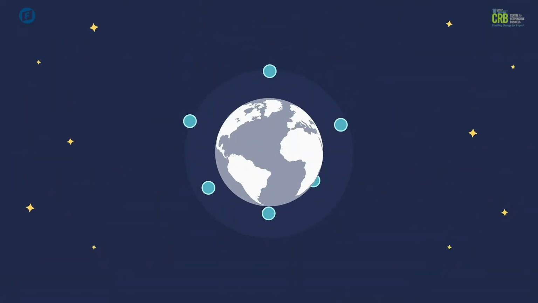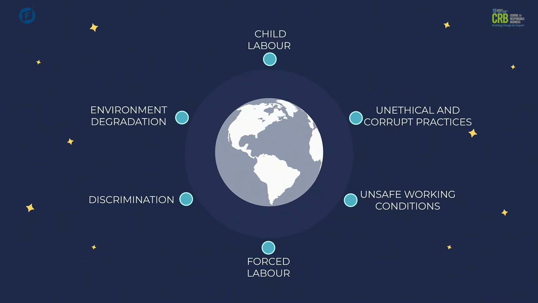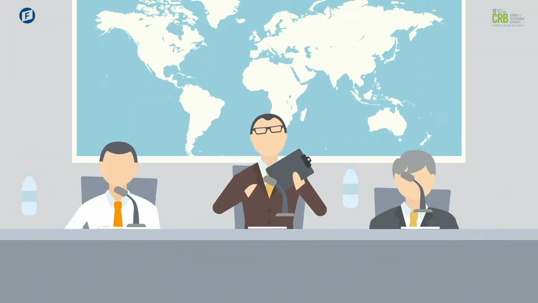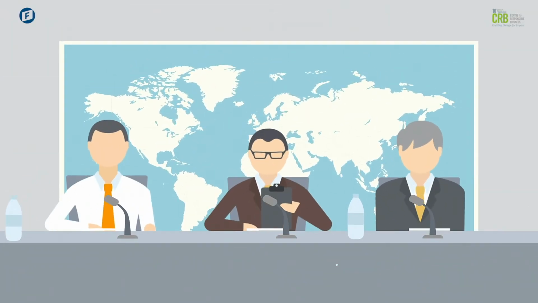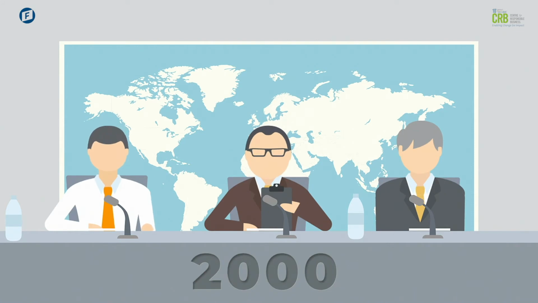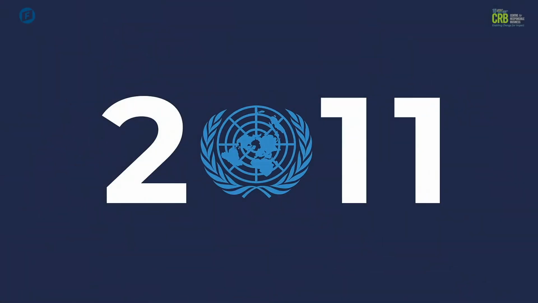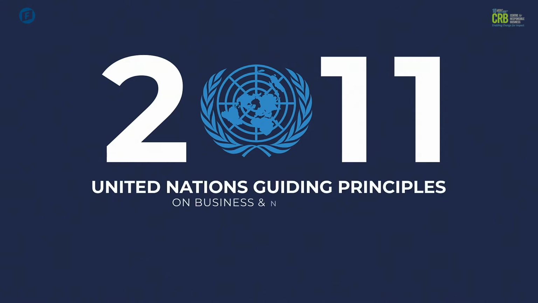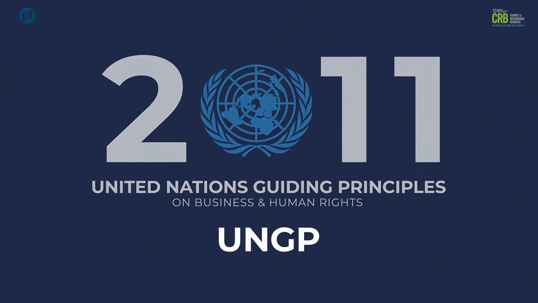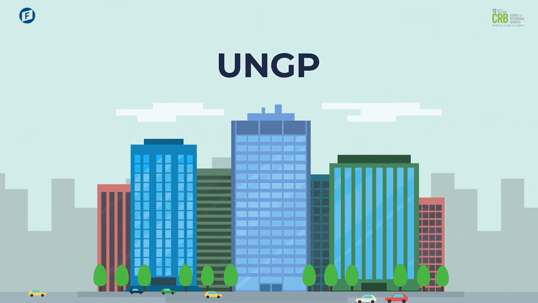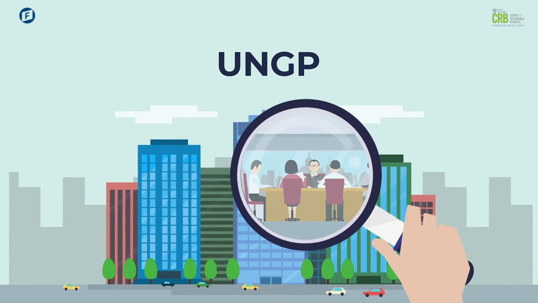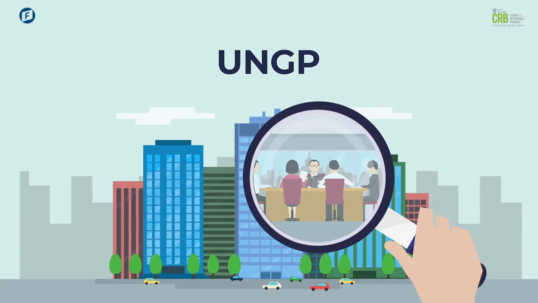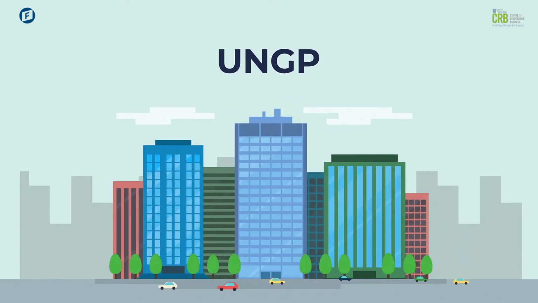Due to such universal occurrences impacting human rights, early discussions on business and human rights began in the year 2000. And in 2011, the UN endorsed for the first time the United Nations Guiding Principles on Business and Human Rights, UNGP. These guidelines were specifically focused on the human rights behavior of a business entity. It was achieved after 6 years of consultations with different stakeholders across the world.